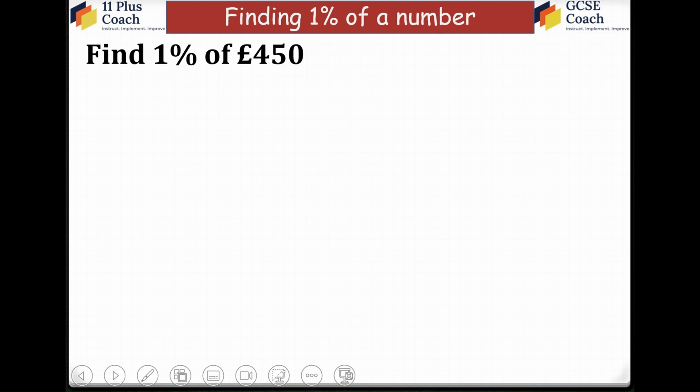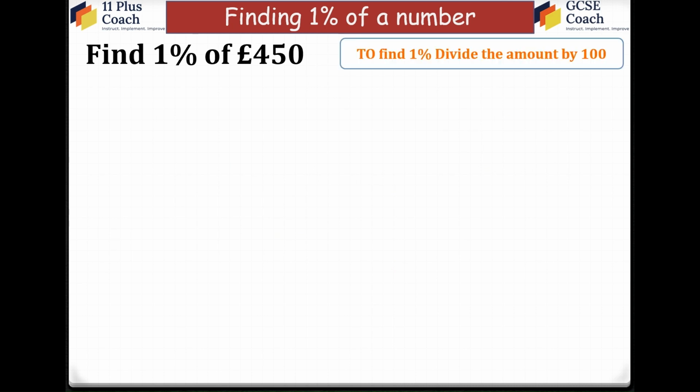So finding 1% of a number, in this case 1% of 450. So remember we said to find 1% you divide the number by 100. So again, you need to watch the video on what happens to numbers when you divide by 10, 100 or 1000 if you don't know this already. So to find 1% you simply divide by 100. So 450 divided by 100.